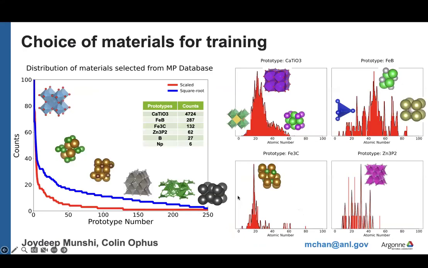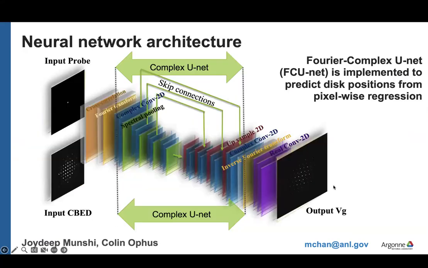As in many of the other projects, we start with a lot of simulations, in this case not DFT simulations, but electron microscopy simulations, or 4D STEM simulations. We had to choose some materials, and what we ended up choosing was materials from different crystal structure prototypes, as well as from a wide range of atomic numbers. So then we calculated a large number of these CBED patterns, and then we had to work on a neural network architecture.